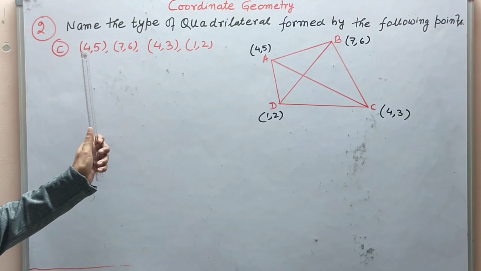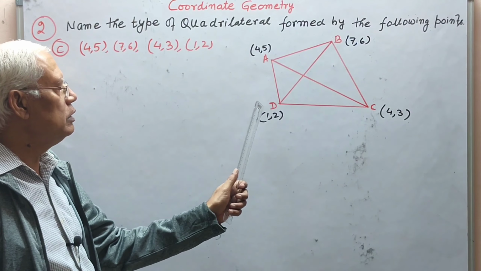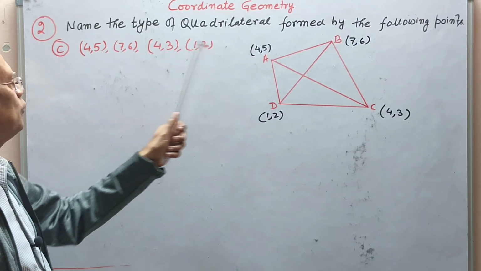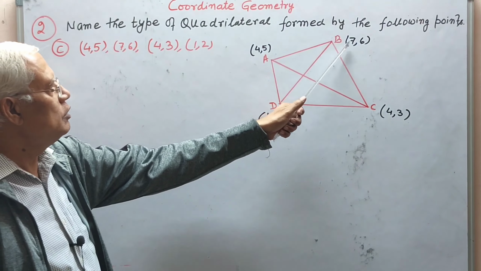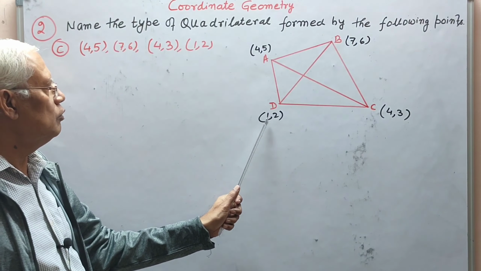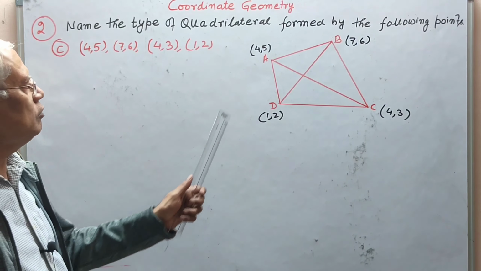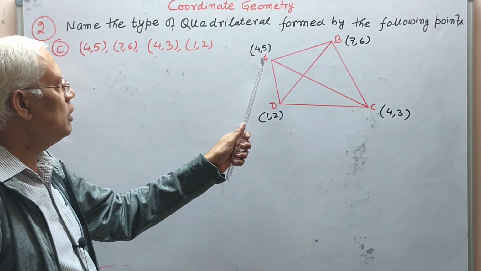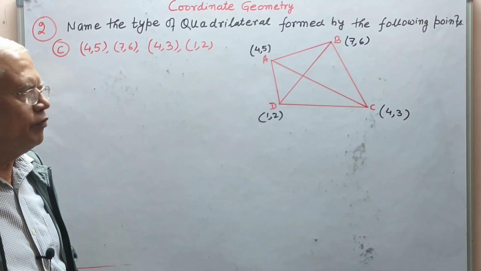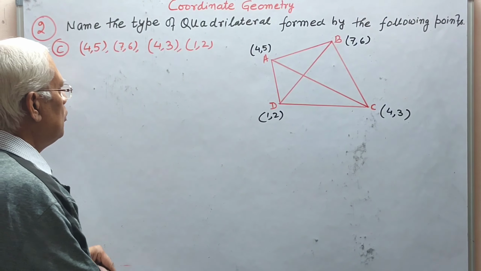Now part C: (4, 5), (7, 6), (4, 3), (1, 2). These are the coordinates of vertices of quadrilateral ABCD. I have written them in order, that is (4, 5), then (7, 6), then (4, 3), and then (1, 2). With the help of distance formula, first we will find out the lengths of sides AB, BC, CD, DA. Then we will decide whether the lengths of diagonals are required or not.